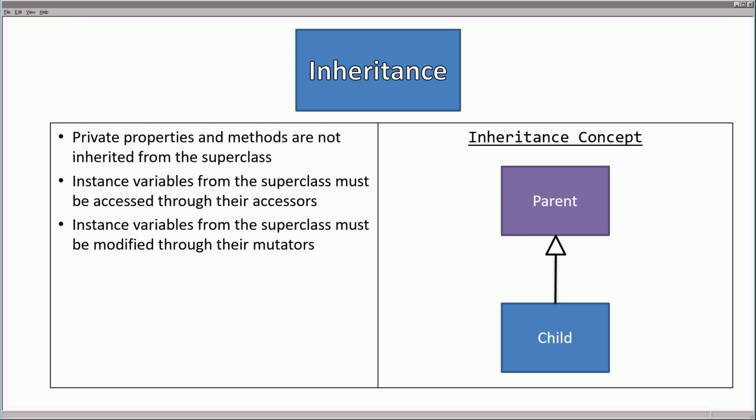Private properties and methods are not inherited from the superclass. However, they can still be used. Instance variables from the superclass have to be accessed through their accessors, and also instance variables can be modified in the superclass via their mutators.